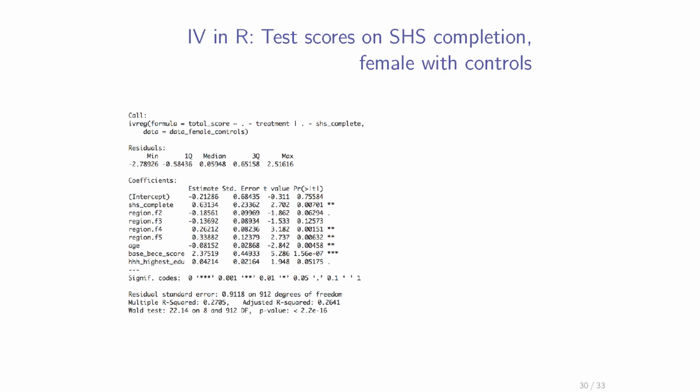The coefficient is still 0.63 with a standard error of 0.23, a t-statistic of 2.7, and the p-value over here is very, very low. So it's showing a very significant and quite large impact of going to secondary school on scores at a cognitive exam, which is reassuring. If we didn't have that, that would be a bit boring.